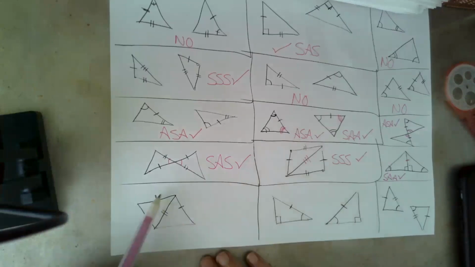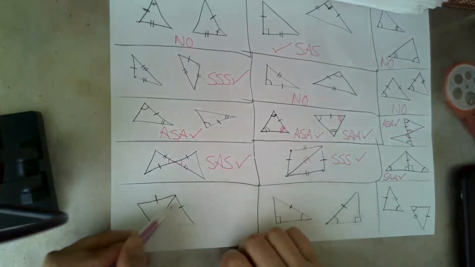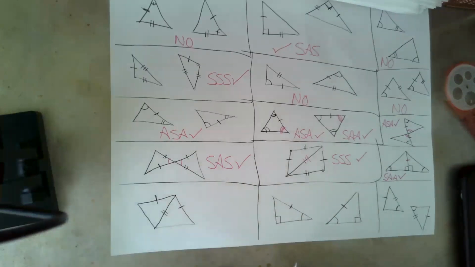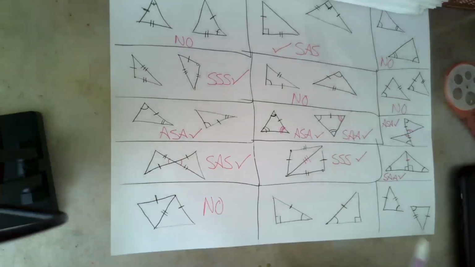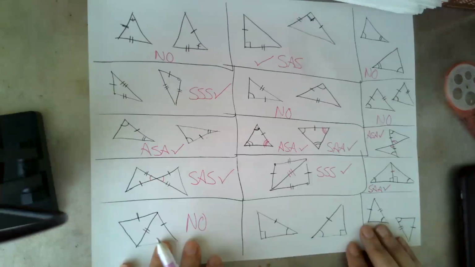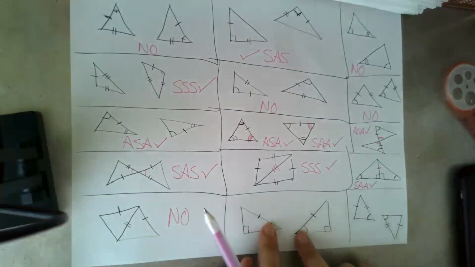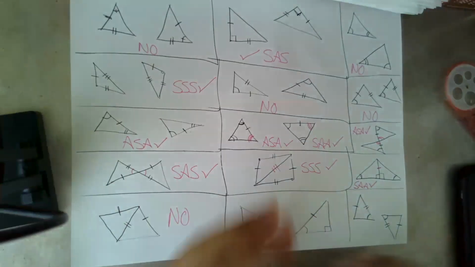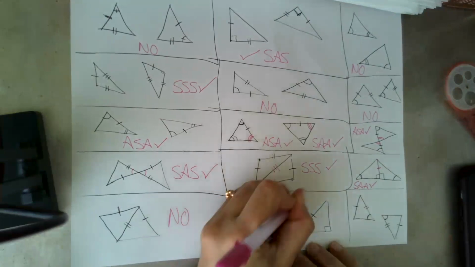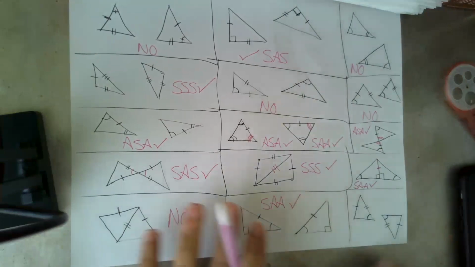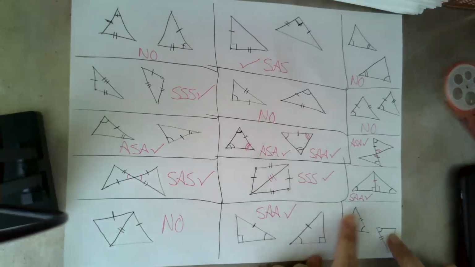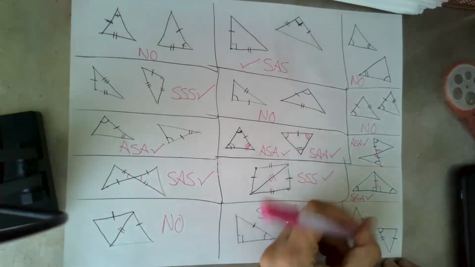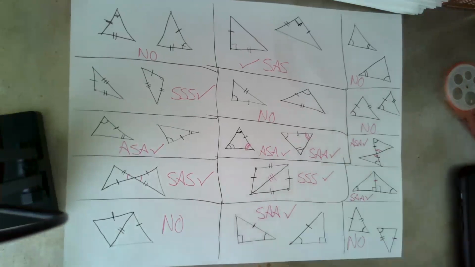All right, over here, we have sides. We have a reflexive side, and that's all we have. That is not enough information. All right, over here, we have angle, we have angle, we have side. We know what that is, side, angle, angle. That's enough. Then finally over here, we have side, we have another side, and we have an angle that is not between those. That is not enough information.